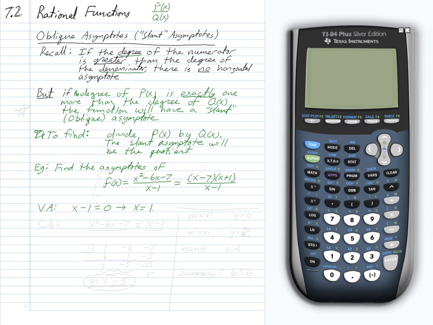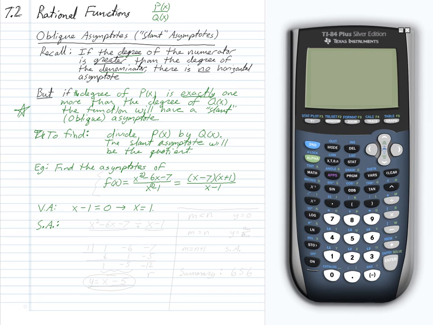So now we'll look at the other types. I notice that the degree of the numerator is 2, the degree of the denominator is 1, so we're in that special case where we won't have a horizontal asymptote, but we will have a slant asymptote. That's always going to be the case when the degree of the numerator is 1 more than the degree of the denominator. So let's find the slant asymptote.